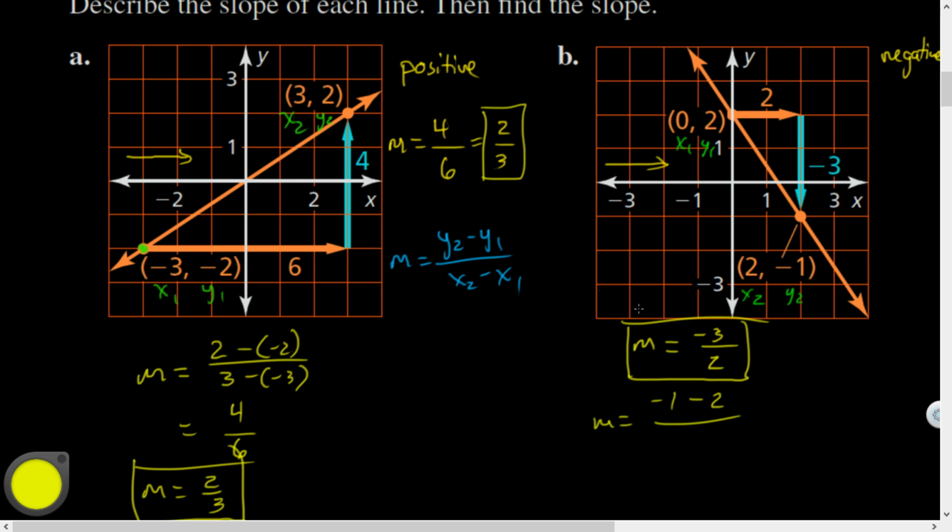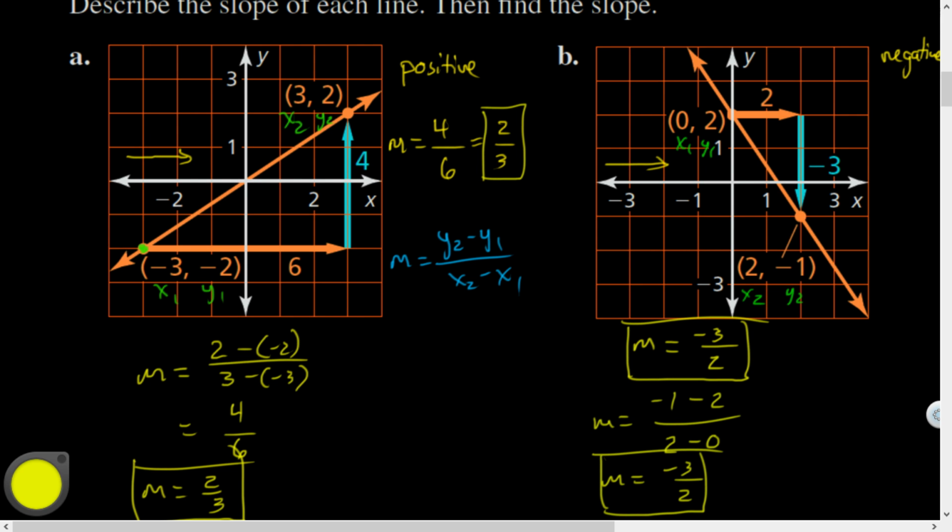I'm just using this formula, over 2 minus 0. I'm going to get m equals, let's see, negative 3 over 2 minus 0 is 2. So I get the same exact value. Not too shabby, right? Not too shabby.